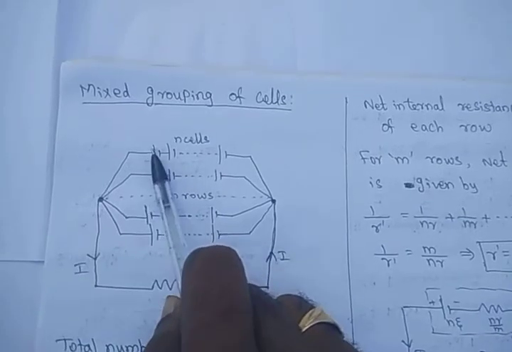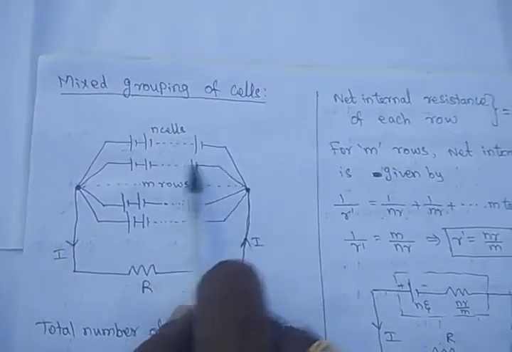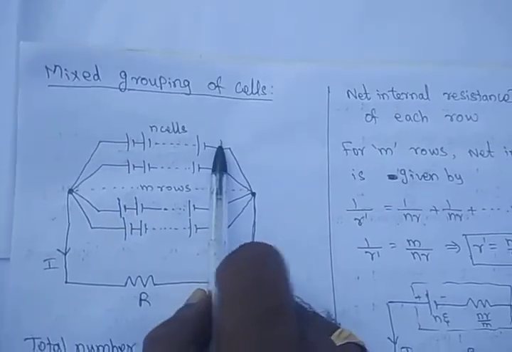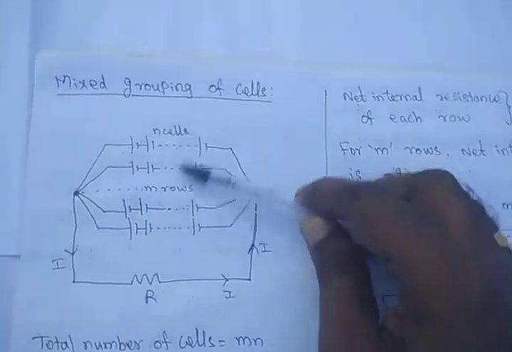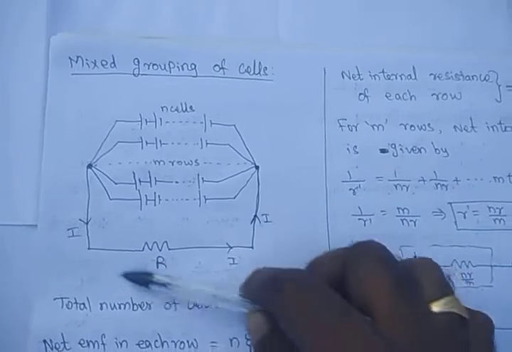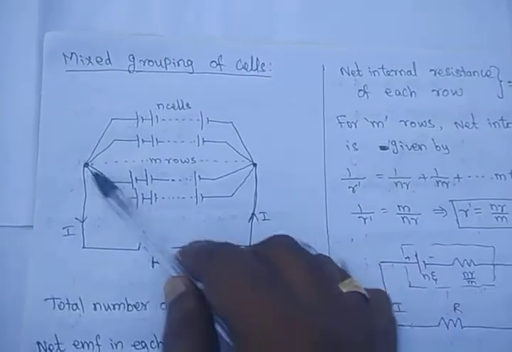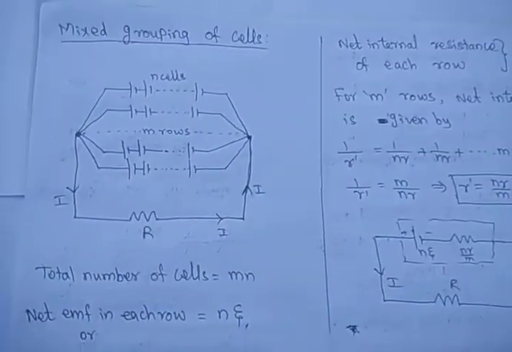In this row, all the cells are connected in series. How many cells are connected here? N number of cells are connected in each row. How many rows do we have? M number of rows. This is an external resistor. The current will be going from the positive to the negative terminal of the batteries.